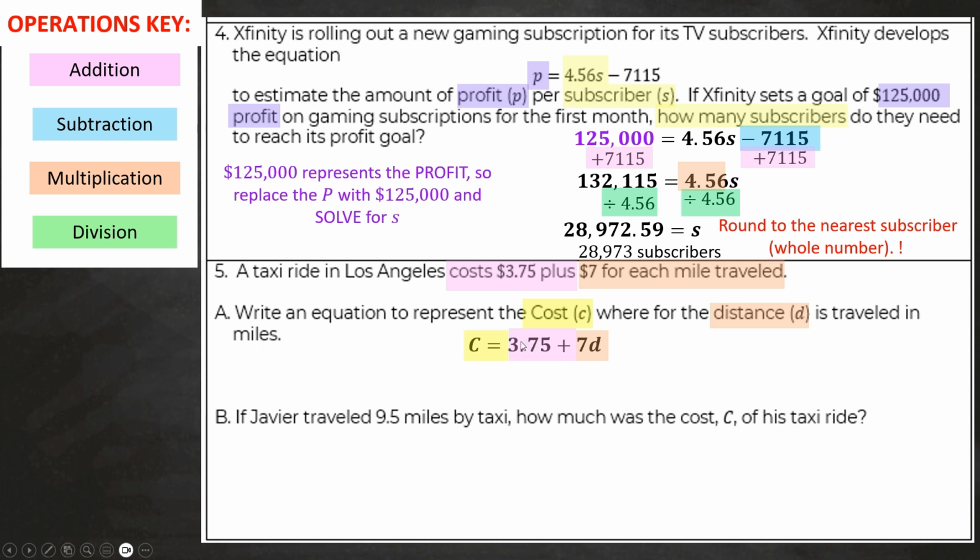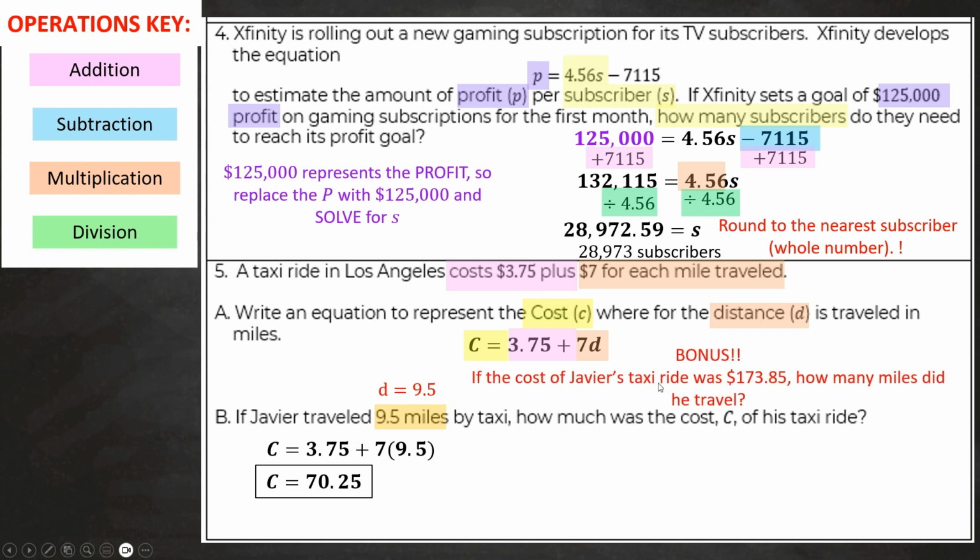The $3.75 only happens one time, that initial time you sit in the taxi. So cost is equal to 3.75 plus 7D. That's the equation. And then we need to figure out if Javier traveled 9.5 miles by taxi, how much was the cost? So here in part B, we're just going to plug in the 9.5 for the D. So 3.75 plus 7 times 9.5. The cost of Javier's taxi ride in this situation would be $70.25.